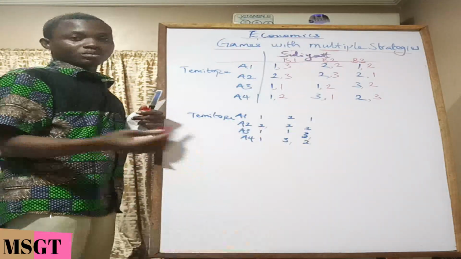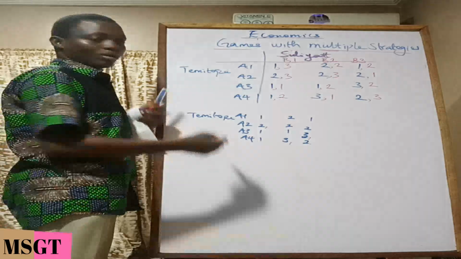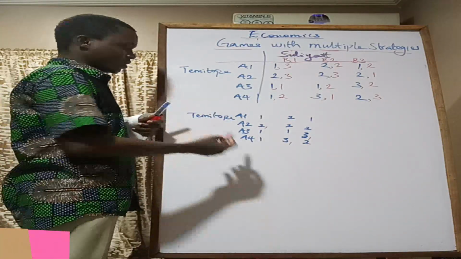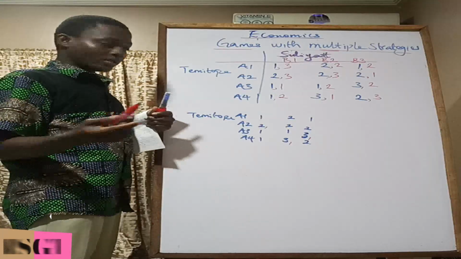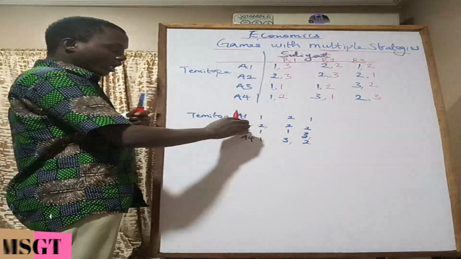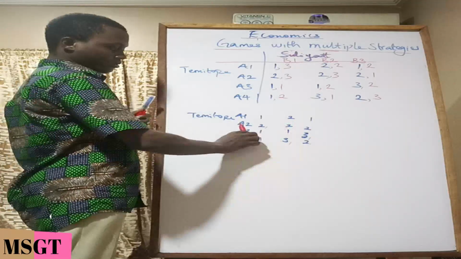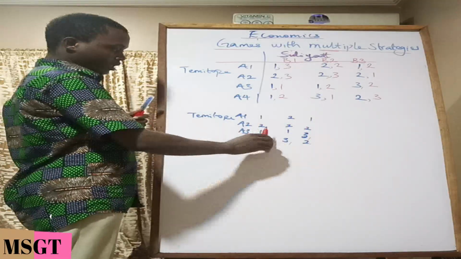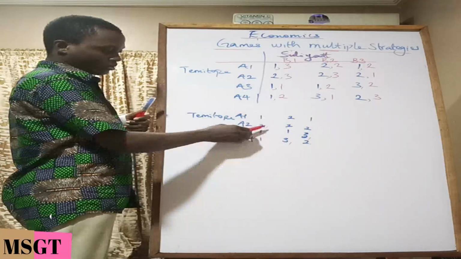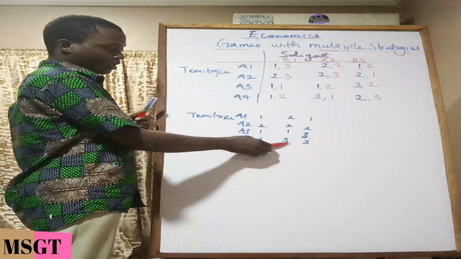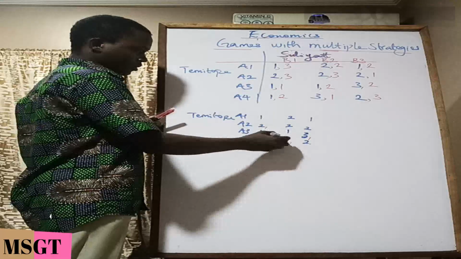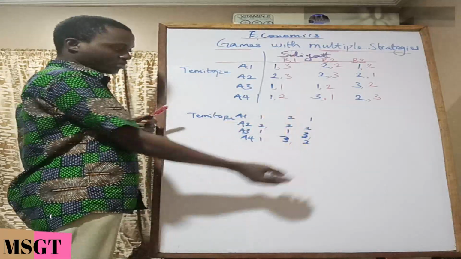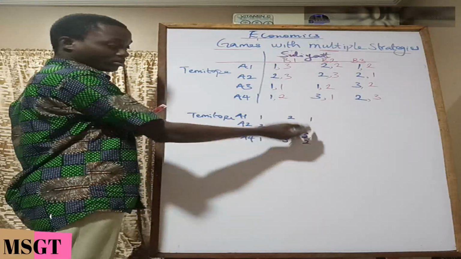There is no dominant strategy for this person, right? Unlike the other one that we did, there is no dominant strategy. So in this case, Temitope does not have a dominant strategy, because look at it: 2 against 1, 2 against 1, 2 against 1, 2 is better. 3 against 1, against 2, against 2, 3 is better. 1 against 2, against 3, against 2, 3 is better.